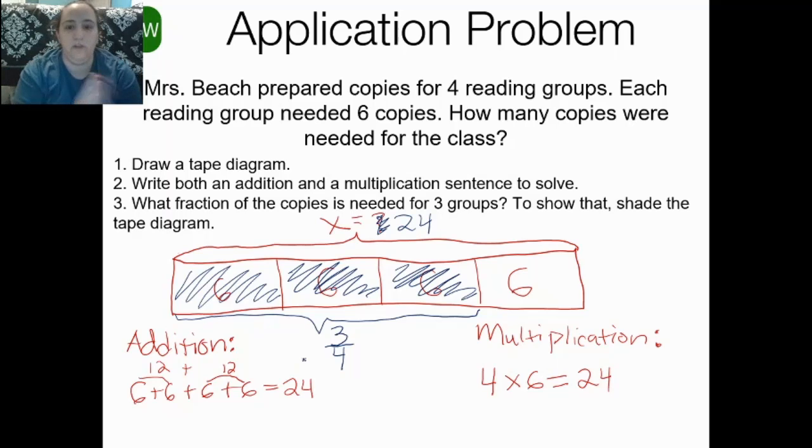Alright, make sure after this you complete the concept development.